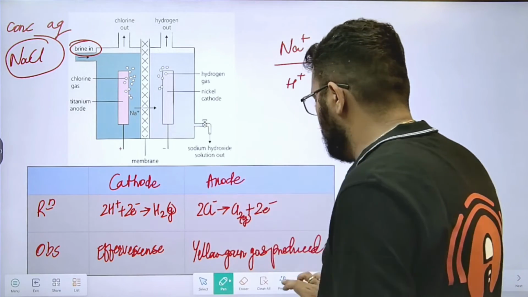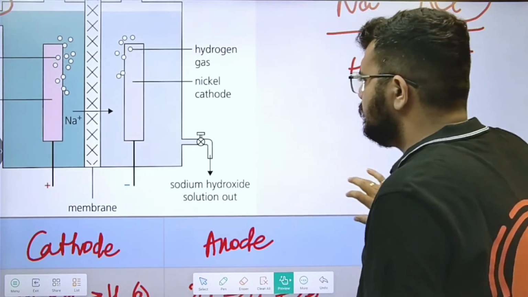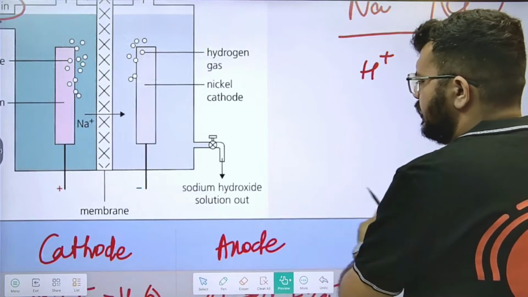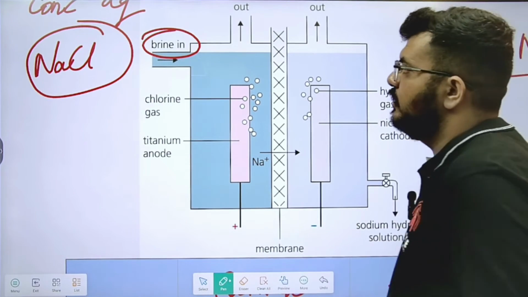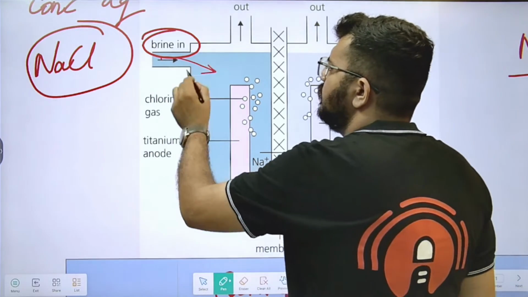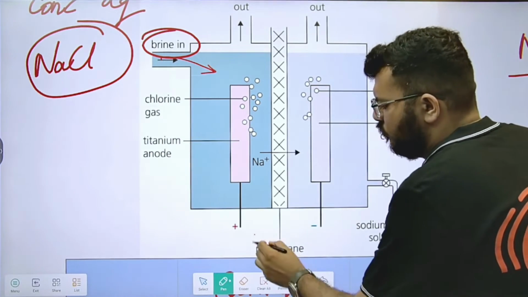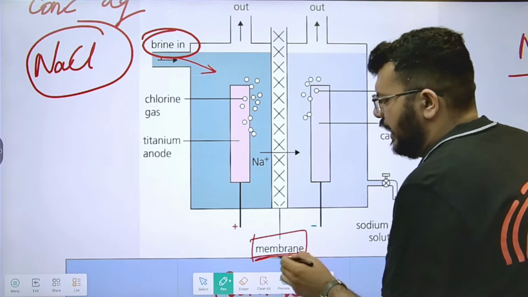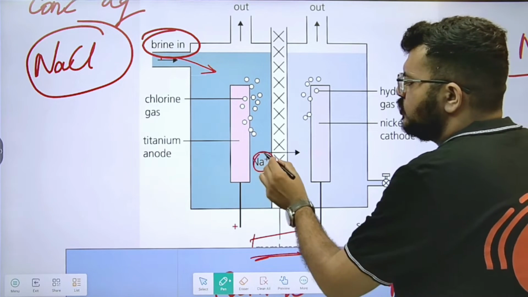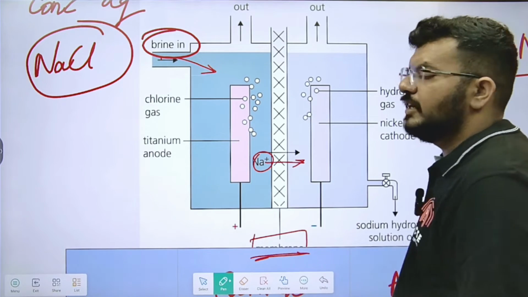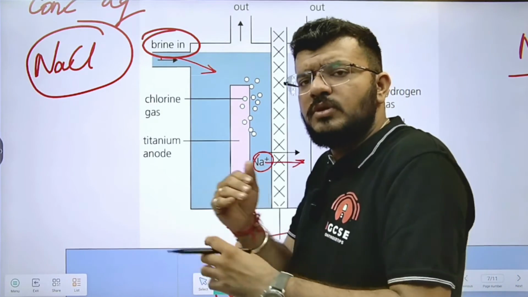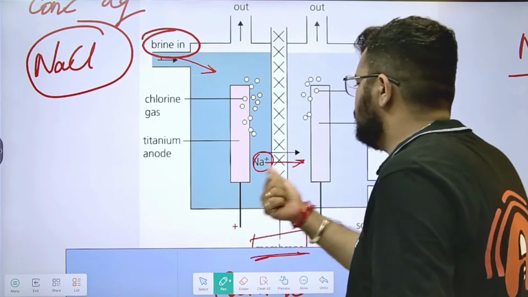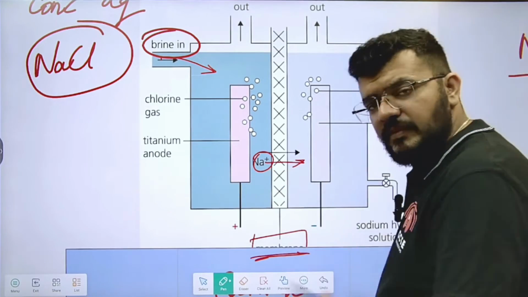Now let's see what is happening here. Now you add concentrated sodium chloride here. It's coming in. Now this is an asbestos wall, which is a membrane. It lets only sodium plus transfer to this side. It does not let chlorine go. So here the concentration of chlorine keeps on increasing because H plus and OH minus can go anywhere.